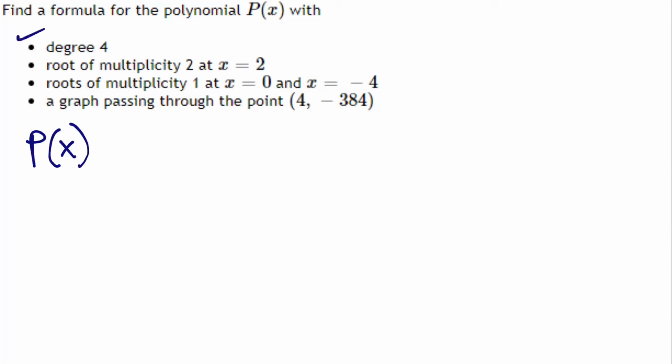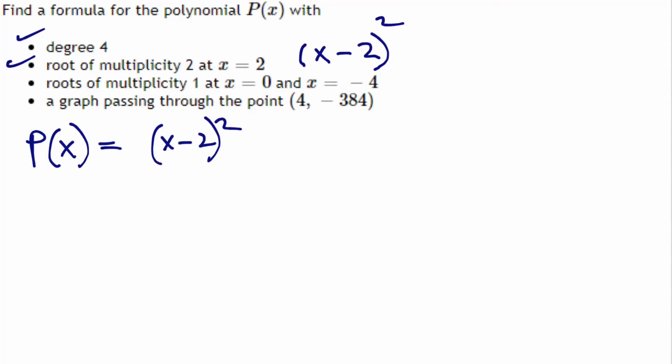Taking the idea that the degree is 4, that means the highest power is going to be 4. The leading term is going to have a degree of 4. So the root of multiplicity 2 at x is equal to 2 means you're going to have a factor of x opposite sign 2 with a power of 2. All right, so let's put that here. x minus 2 squared from that second bullet point.